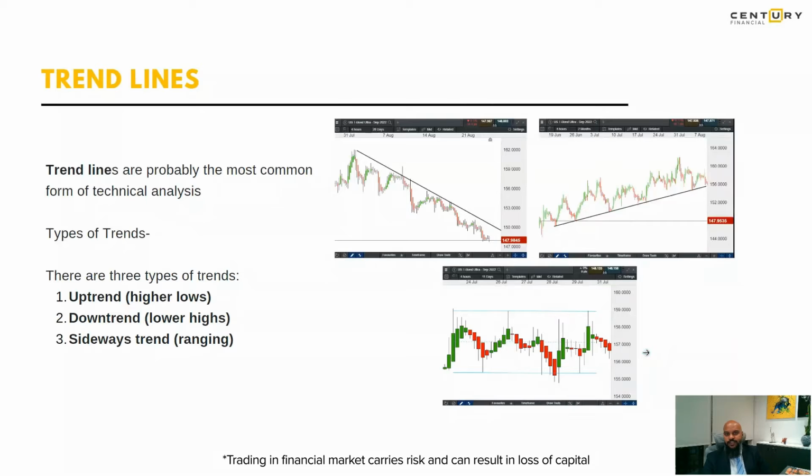Now a ranging market would be the most ideal and the most beautiful market for anybody, so that you can just keep buying at the bottom, selling at the top, buying at the bottom, selling at the top.